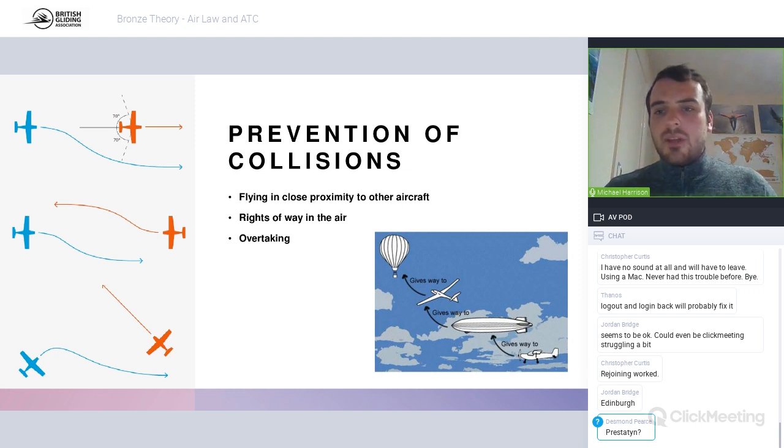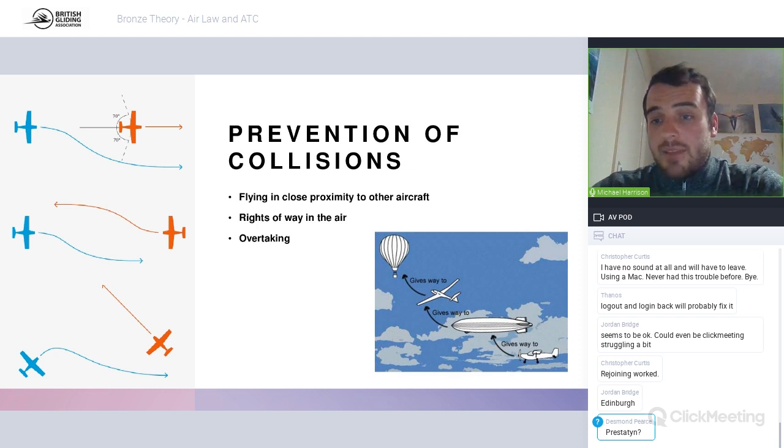So flying in close proximity to other aircraft, that basically comes down to don't deliberately fly close to another aircraft so that you would cause a danger to that aircraft. So if the aircraft couldn't make a turn without hitting you, for example, that might be considered to be too close. But that is kind of a matter of opinion. That's not really laid down explicitly in law.